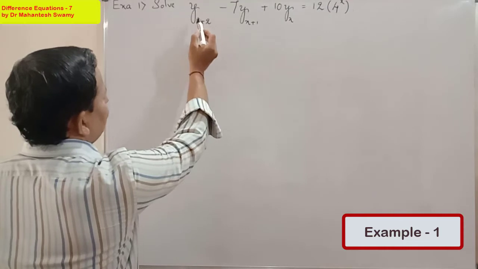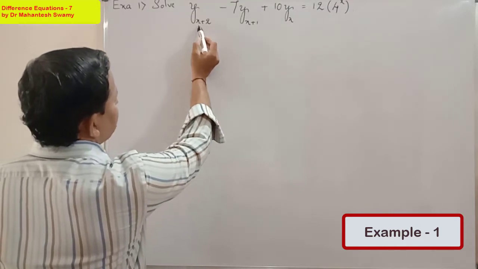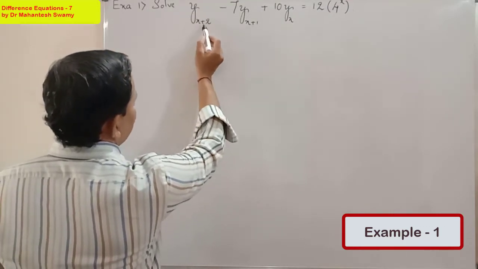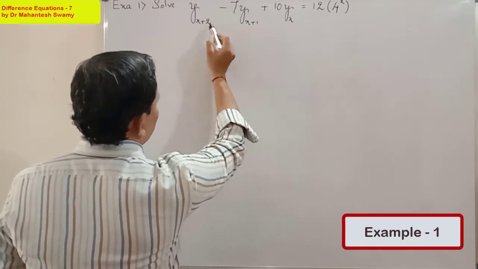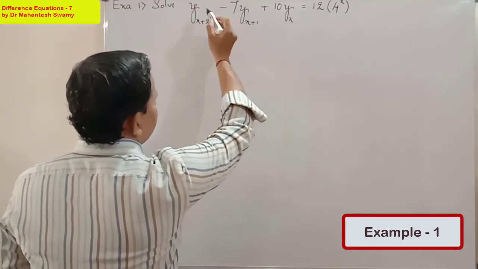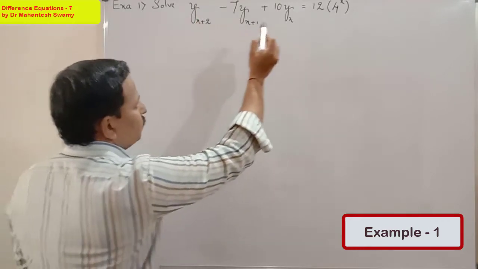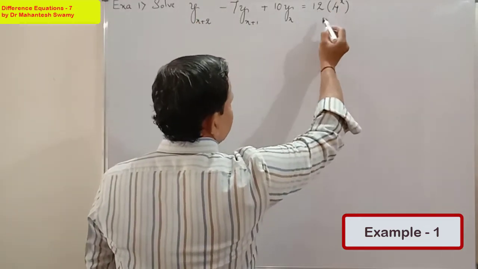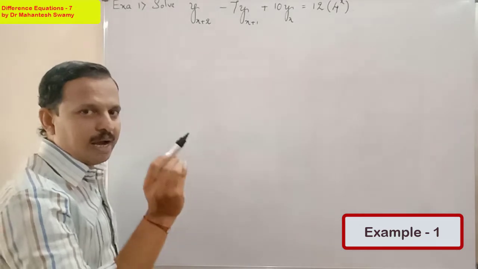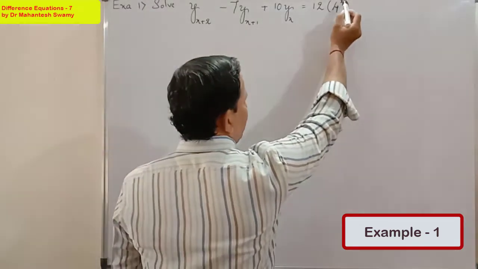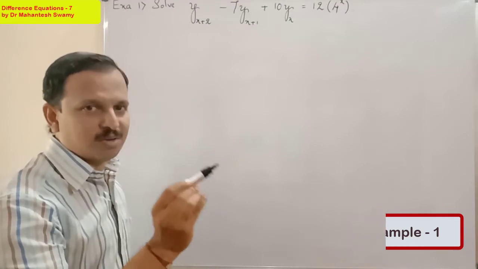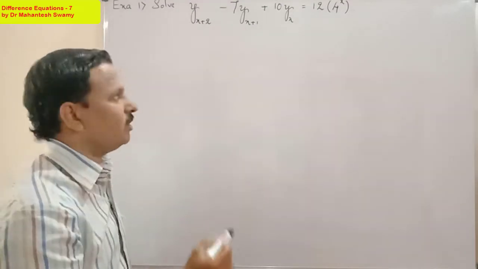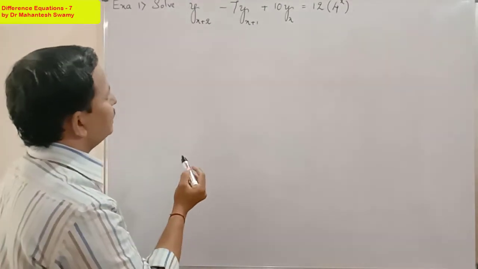Here we have to solve the difference equation, which is of second order, because the highest argument is x plus 2 and the lowest argument is x. Their difference is 2. Therefore, it is a second order difference equation which is non-homogeneous because the right hand side function is non-zero, and it is particularly of the kind a to the power x. Therefore, it falls under the category of case number 2, which we have discussed just now. Now we shall solve this example.